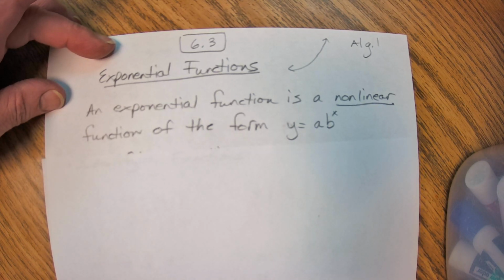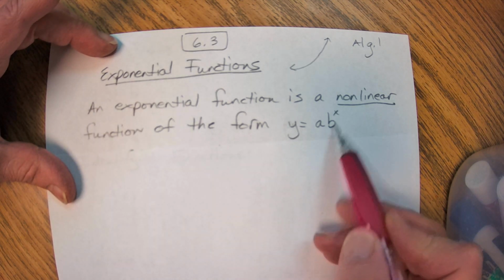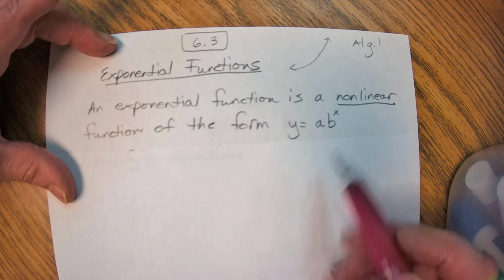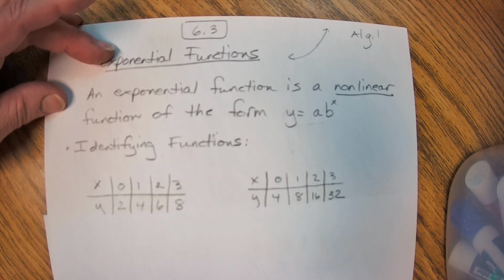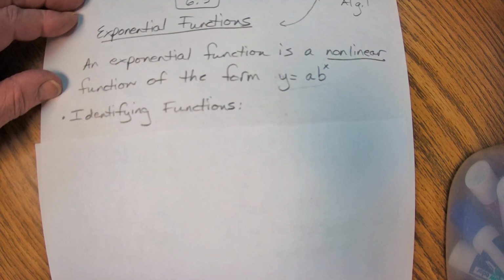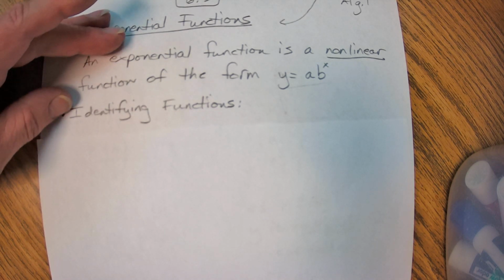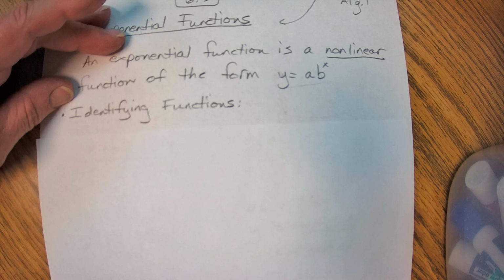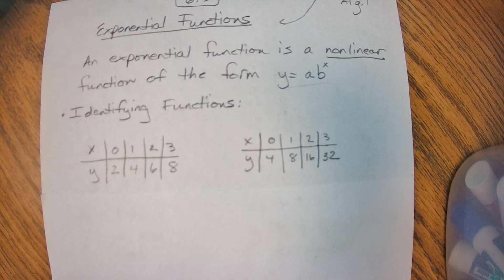So an exponential function is a nonlinear function of the form y equals a times b to the x power. This would be what we refer to as the parent function. We'll talk about that more in a little bit. One thing they're going to have you do in this section is identify what kind of function it is based on a table. Let's say we have these two tables, and there's two things I want you to pay attention to.